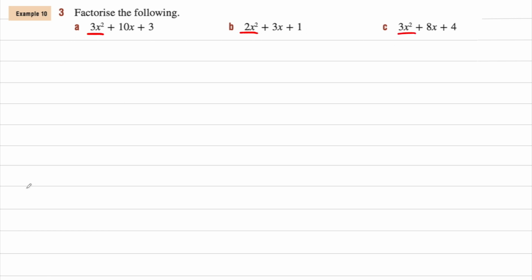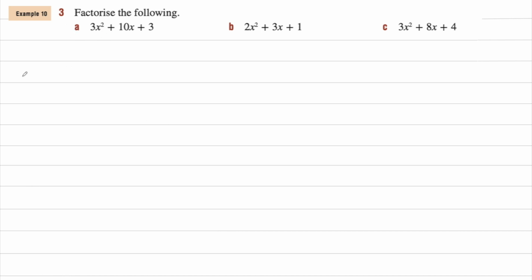So the method of factorizing is unchanged. We still take the product of a and c and then factor that number. Figure out the option that has the sum equal to the middle coefficient.